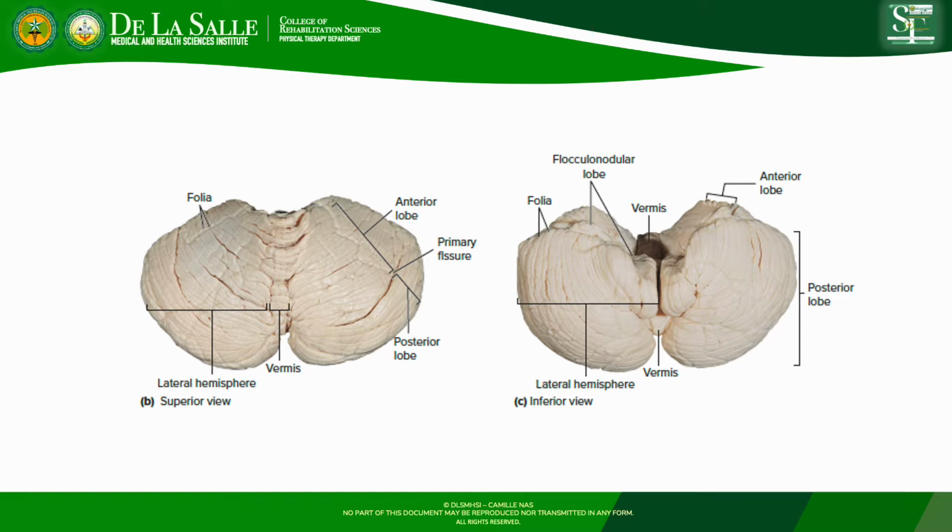Here's another picture of the cerebellum. Again, here's the vermis, the one in the middle. It connects the two cerebellar hemispheres. We have the anterior lobe, the primary fissure, and the posterior lobe, which is more appreciated in the inferior view. It's very large. And then we have the flocculonodular lobe, a very small lobe, but a very important lobe in the cerebellum that is needed for coordination, especially head and eye coordination.